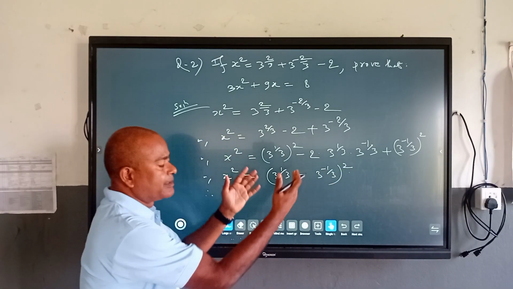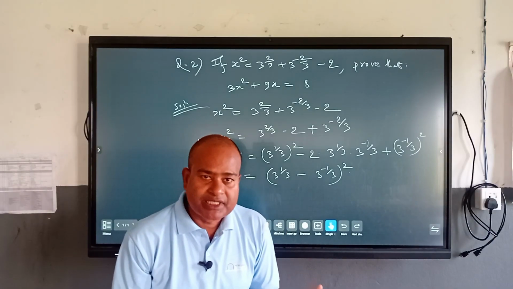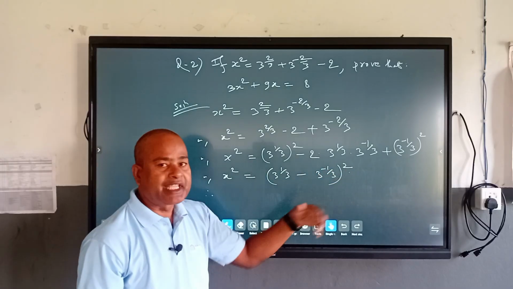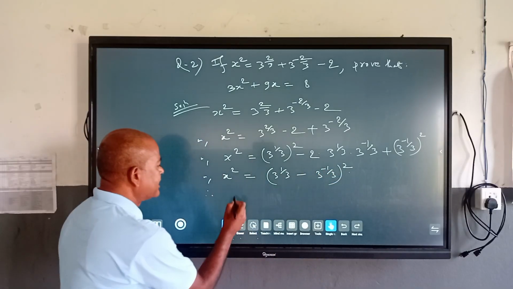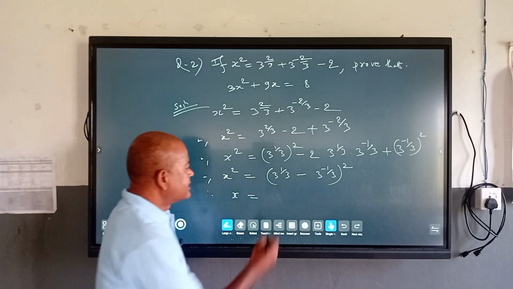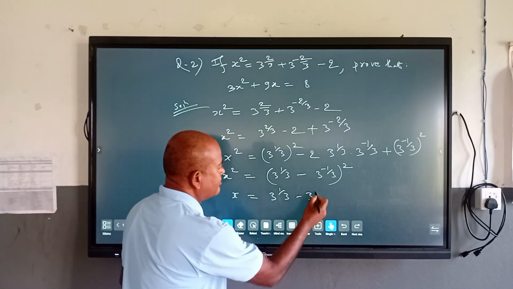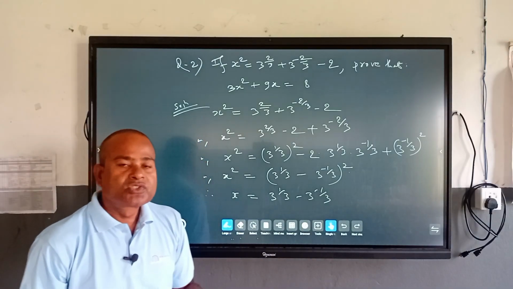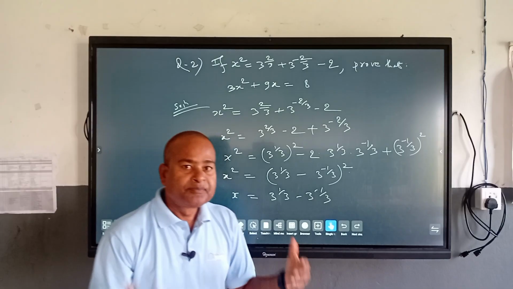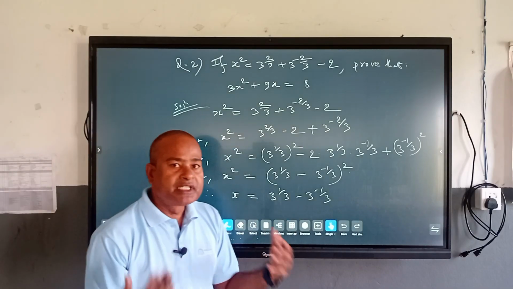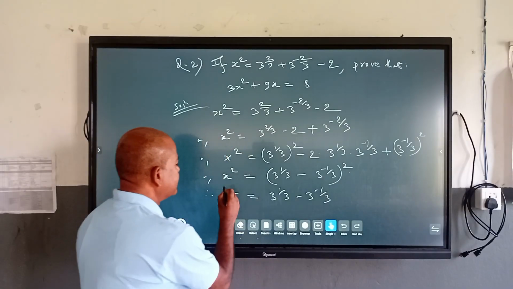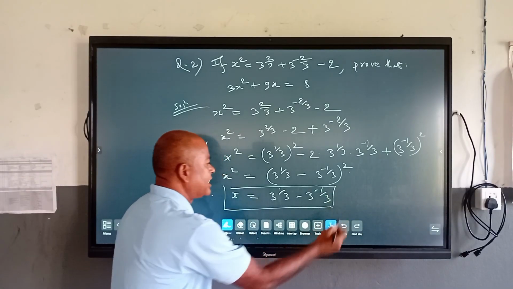So if the powers are the same, according to the rule of exponential equations, if the powers are the same on both sides, then we can write the bases as equal. So we get the value of x as 3 power 1 by 3 minus 3 power minus 1 by 3. So dear students, equating the bases of the exponential equation, we get x equals 3 power 1 by 3 minus 3 power minus 1 by 3. So dear students, this is the value of x.